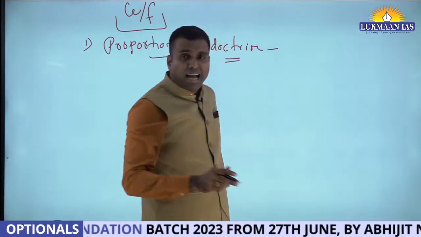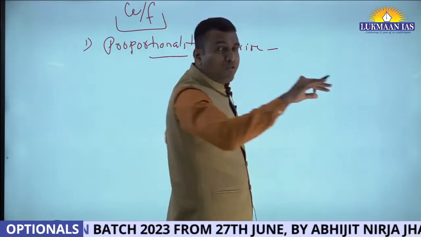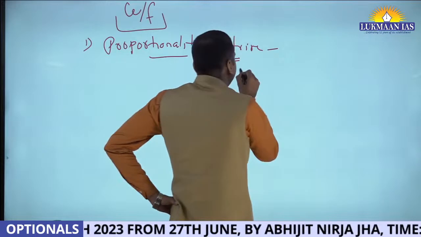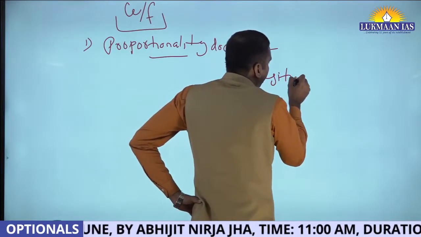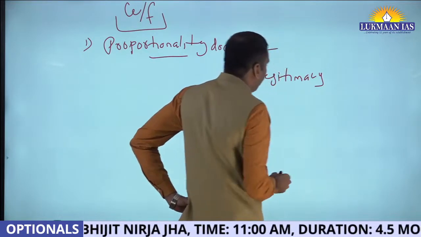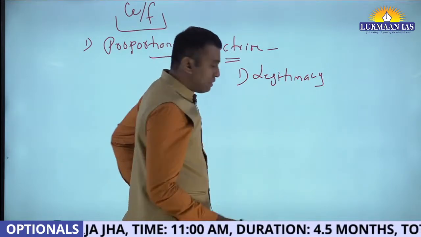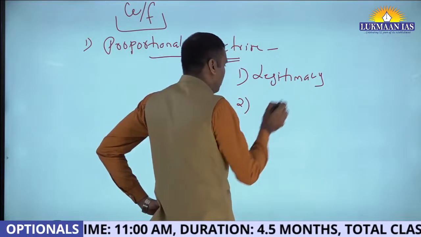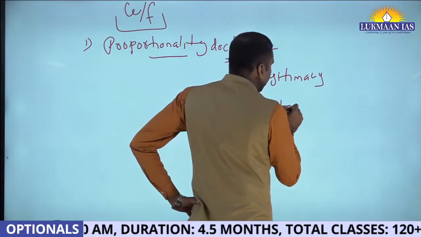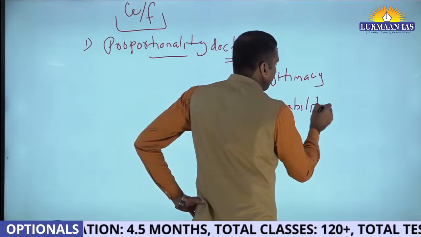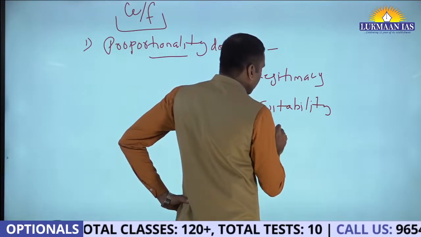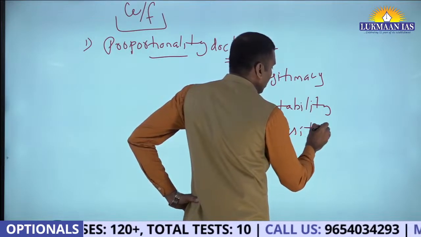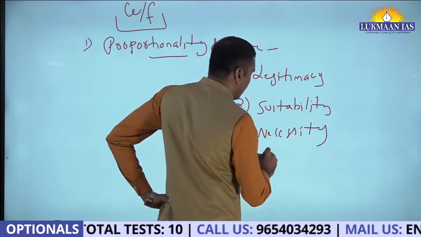Proportionality doctrine has 4 pillars. 4 pillars of proportionality doctrine. Number 1 is legitimacy. You can also say principle of legitimacy, you can say, if you want, or simply legitimacy. Second is suitability. Third one is necessity. Fourth one is balance.